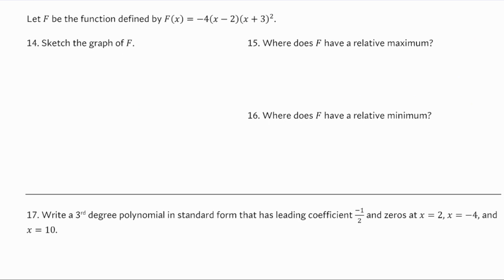Let f be the function defined by f of x equals -4 times x minus 2 times x plus 3 to the 2 power. Sketch the graph. Alright, well, over here I've got my zeros at x equals 2 and x equals -3, which is a double root. And this is a third degree polynomial with a negative leading coefficient. Because I'm seeing 2 powers of x, another power of x there, but 4 doesn't have an x attached to it, so it's not going to be contributing to the degree, nor is it going to be contributing to the zeros. And it's going to have a negative leading coefficient because of that -4 out in front.